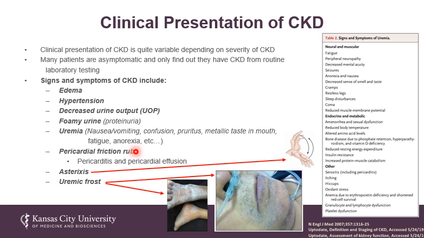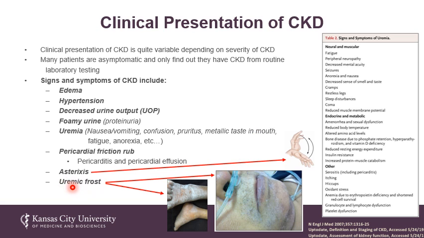You can have a pericardial friction rub, which is a sign of uremia. So that can be from pericarditis or pericardial effusion. You can get asterixis, which is a neurological sign where you get this hand flapping. So if the patient extends their hand back maximally, you'll see that it flaps, it moves down like this.